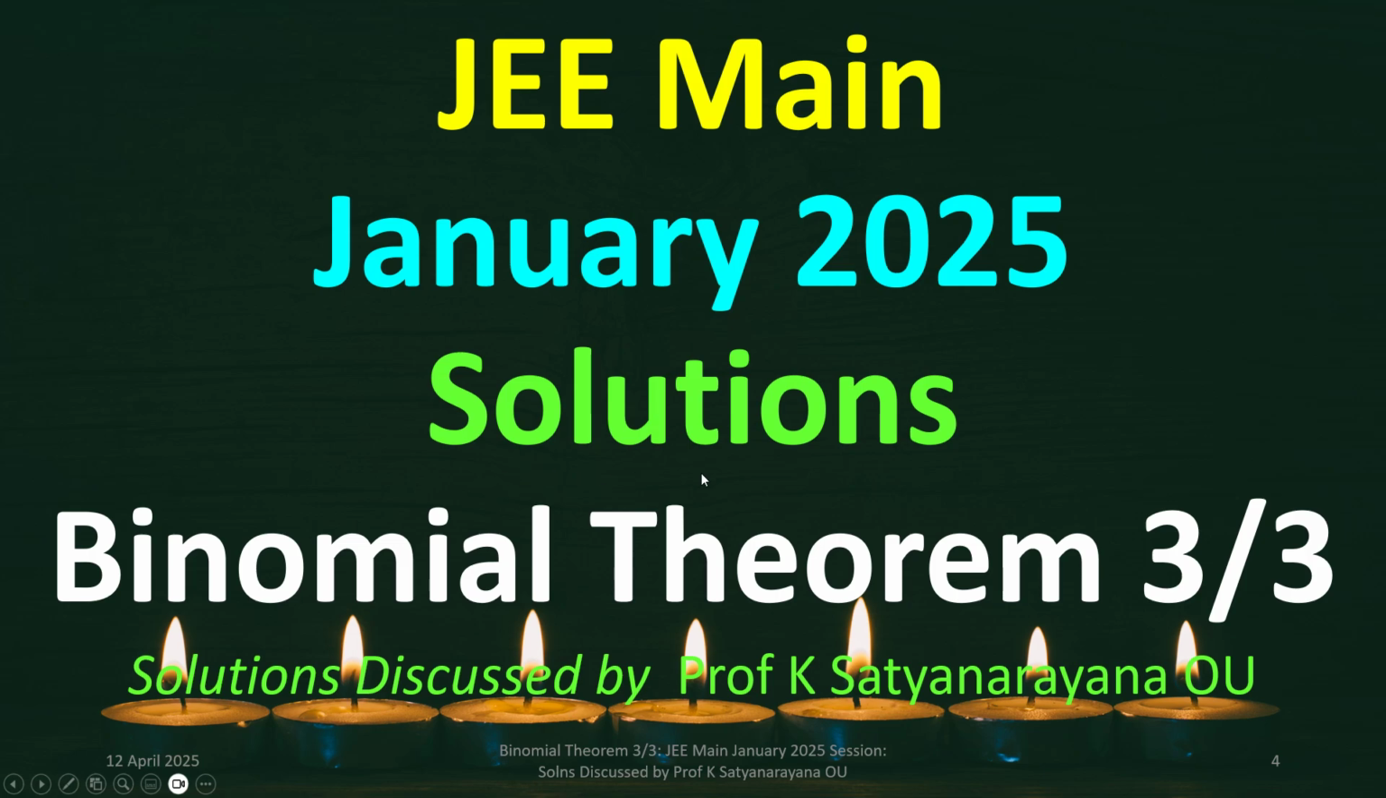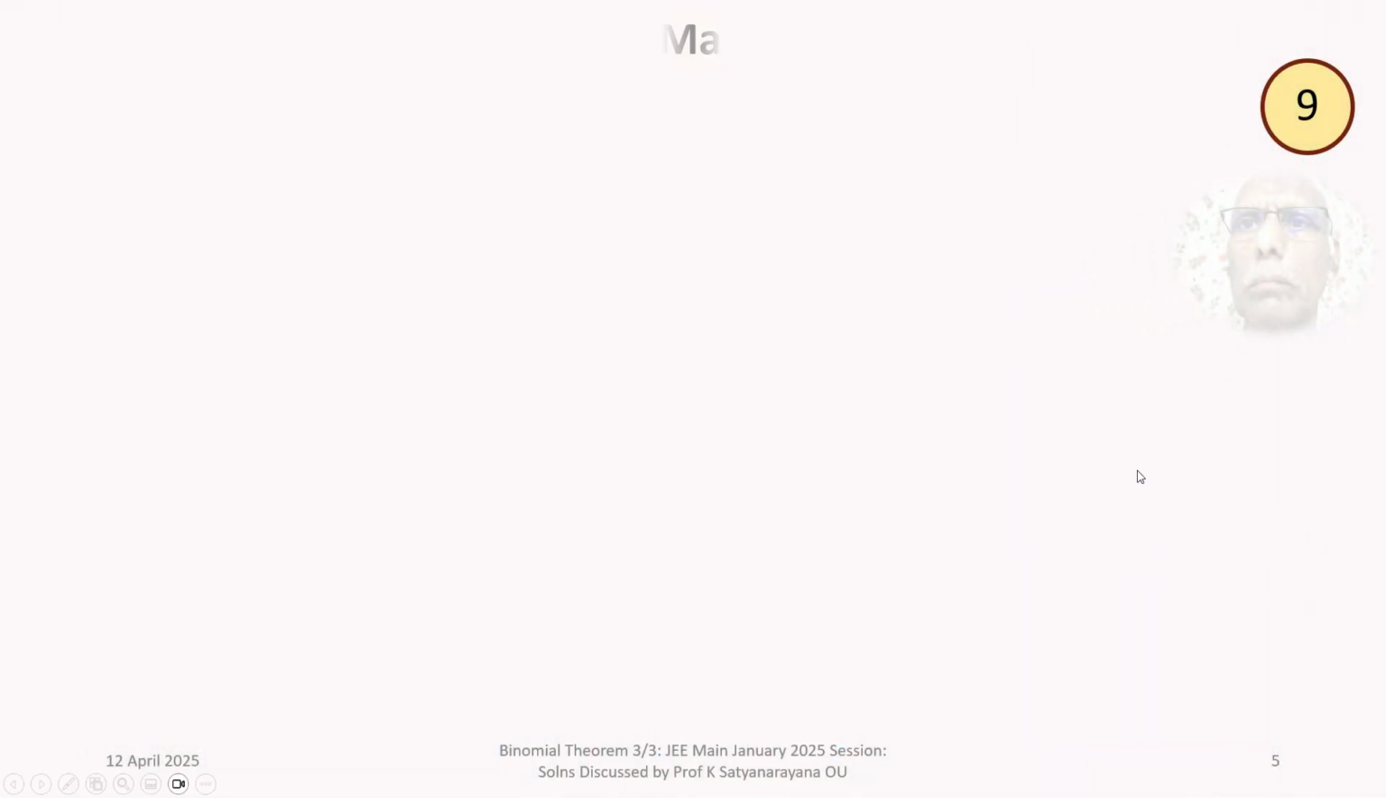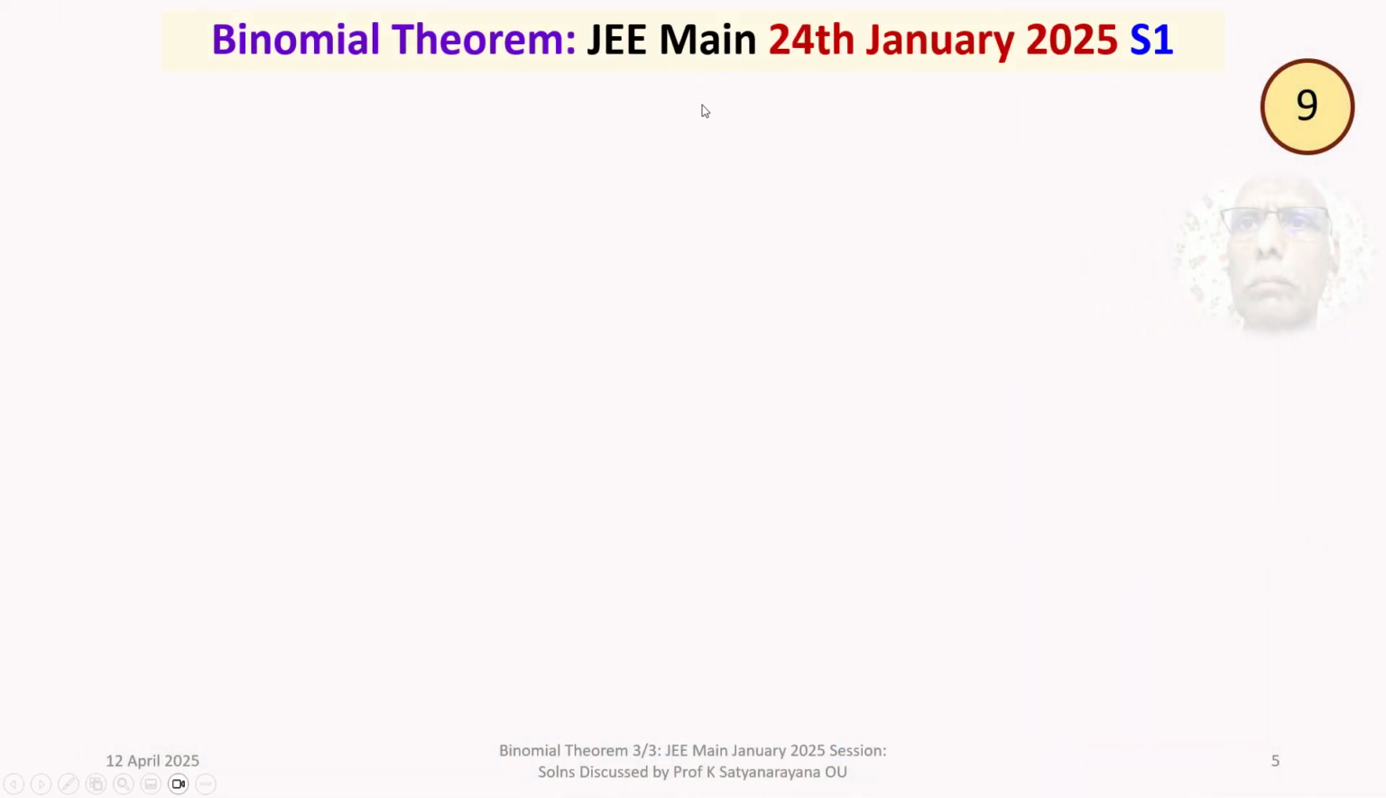We have been discussing the solutions of the problems that have appeared in the JEE Main exam held in the January 2025 session. And today's lecture is the third part of the three parts of Binomial Theorem. That means this is the last part for the Binomial Theorem. This question has appeared in the JEE Main exam held on 24th January 2025 in the morning shift.